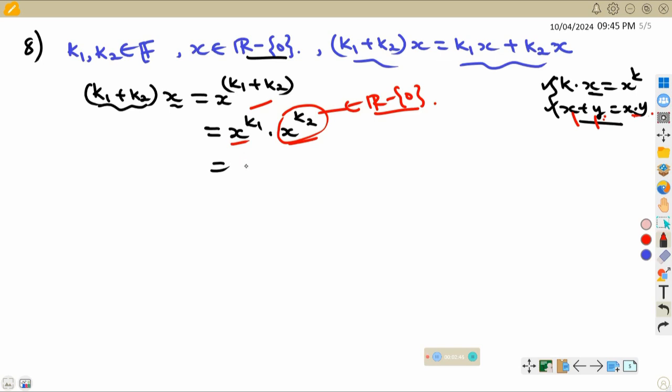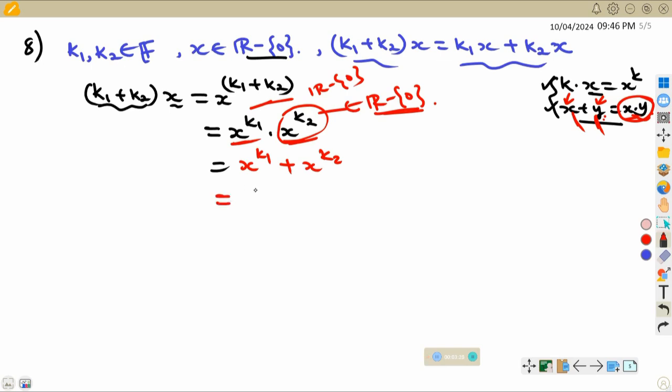So I can write this as x to the power k1 plus x to the power k2, because we clearly looked at scalar multiplication, and that property said that x to the power of k is an element of R minus 0. So this one is also an element of R minus 0. This is a scalar, this is a vector, this is also a vector, and the addition of two vectors is the same as multiplying. So if I am multiplying, I can add the two vectors. That is why we are adding here.